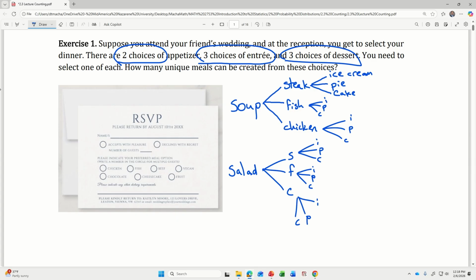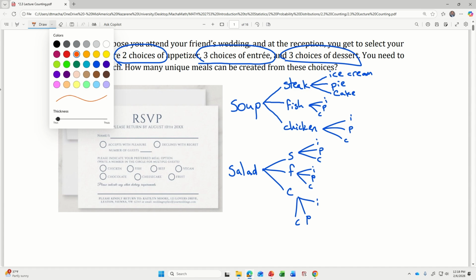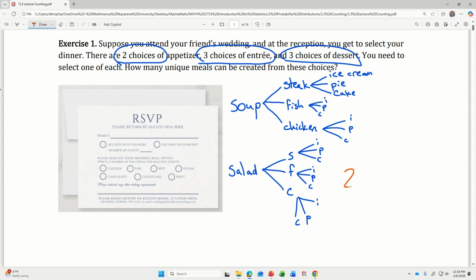So in total, how many different meals can I create from this kind of decision tree? 18. And hopefully you can see the reasoning why here. If I have two choices of appetizer and three choices of entree and three choices of dessert, I multiply 2 times 3 times 3 to get 18 because every time I make a decision, I multiply the number of options I have. So the answer here is 18.